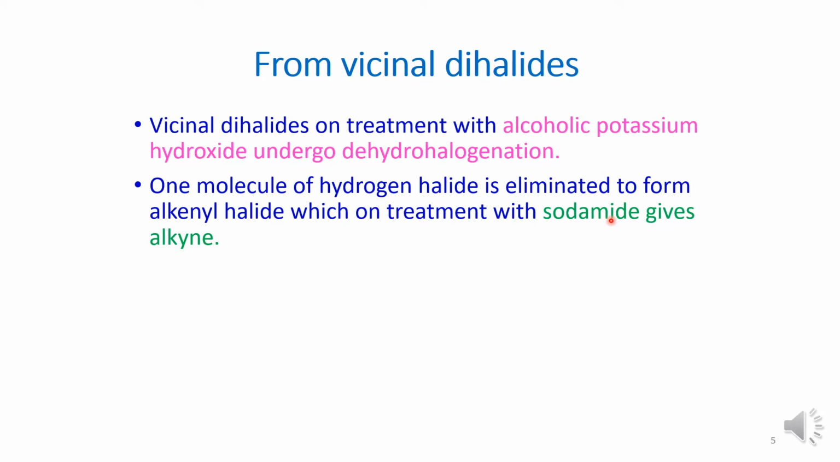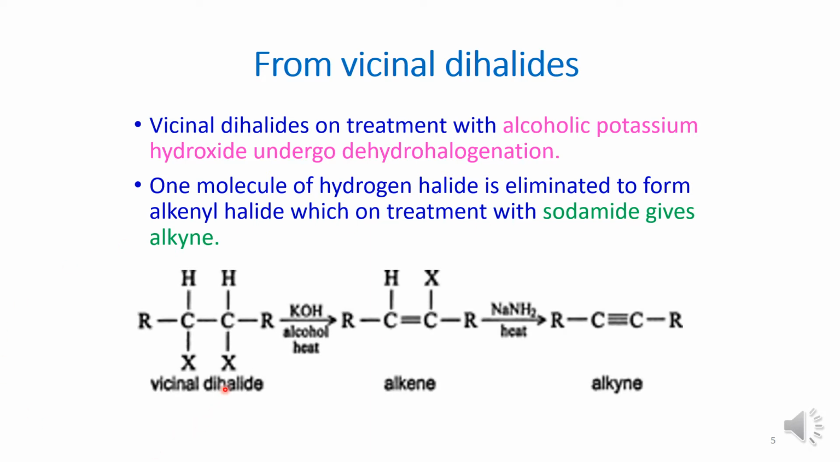Sodamide means NaNH2. Here is one vicinal dihalide, treated with alcoholic potash and heated. One hydrogen and one halide are eliminated to give us an alkene which also contains one halogen atom, and on treating this alkenyl halide with NaNH2, called sodamide, on heating we obtain alkyne.